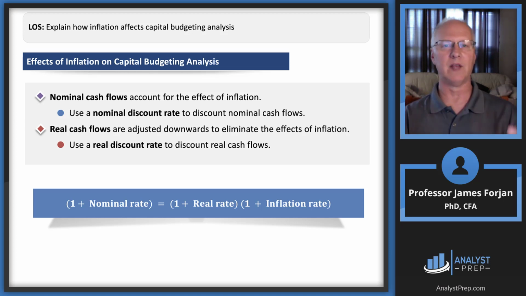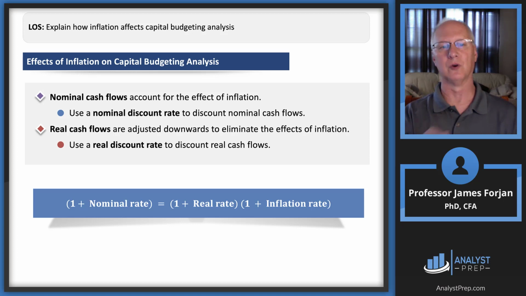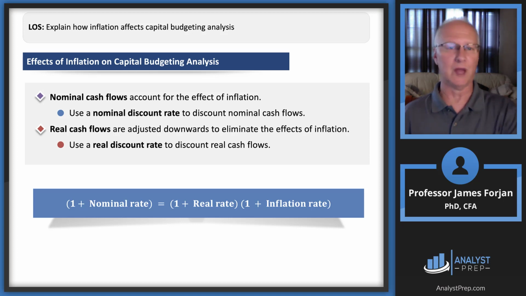So my advice is to make sure when you read the vignette, to think and search for those words, nominal cash flows or real cash flows, and then adjust accordingly. And of course, there's an equation at the bottom that you probably remember from level 1. Where would this have shown up? This would have shown up probably in the macroeconomics reading, right? 1 plus the nominal rate is equal to 1 plus the real rate times 1 plus the inflation rate. And of course, at the risk of offending you, let me just remind you that the 1 plus there must reflect compounding.